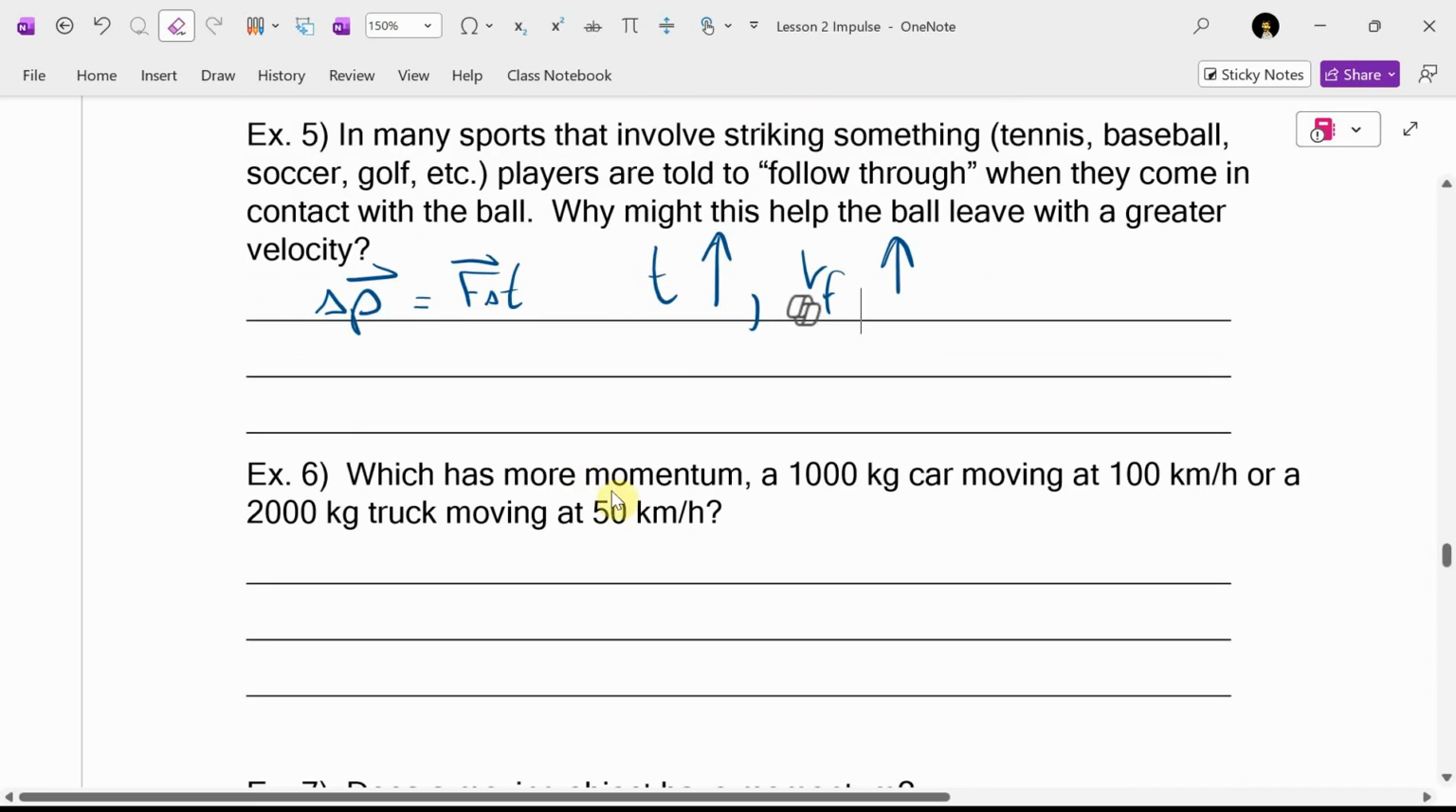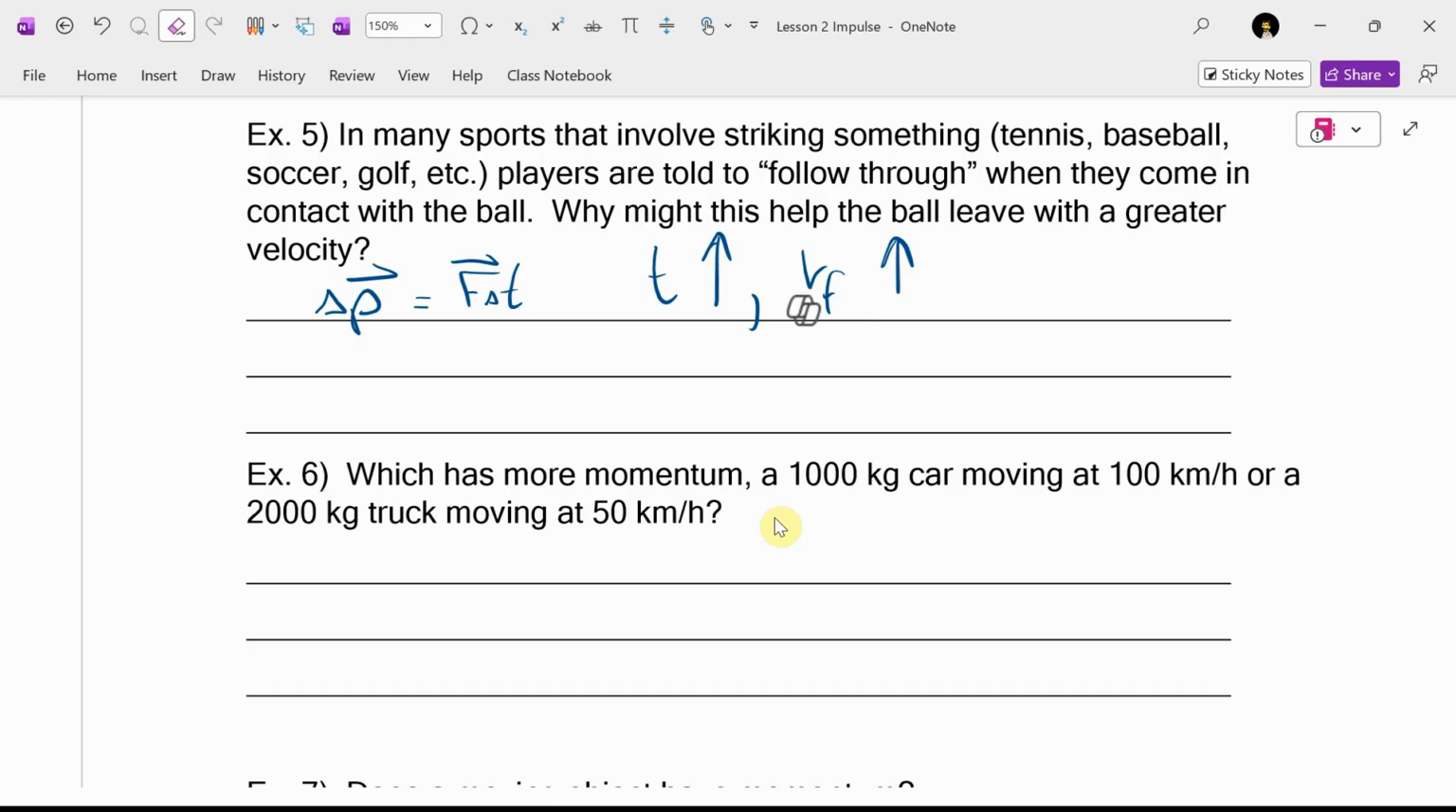What has more momentum? A 1,000 kilogram car moving at 100 kilometers per hour or a 200 kilogram truck moving at 50 kilometers per hour? Your hint is it's a trick question. What did you suggest? Which one has more momentum? It's a trick question. The same. The units suck. I'd have to convert them.